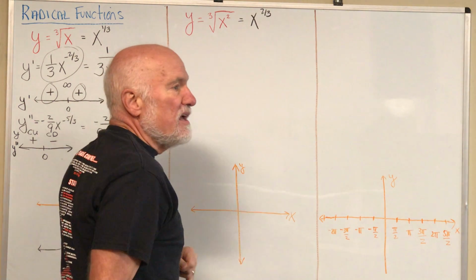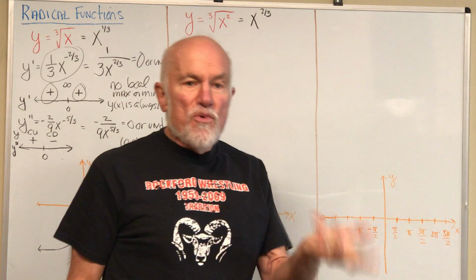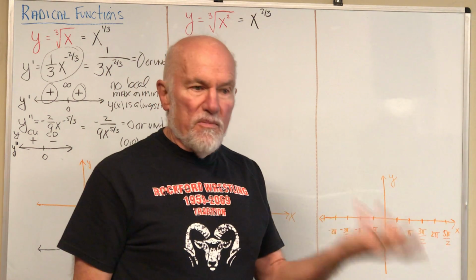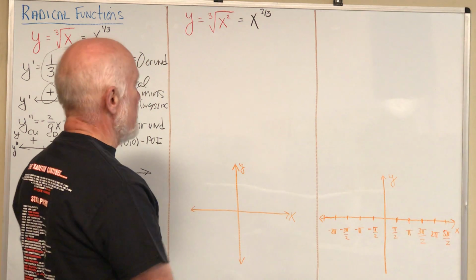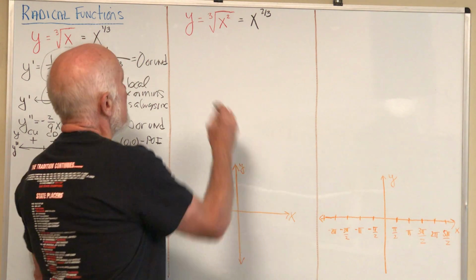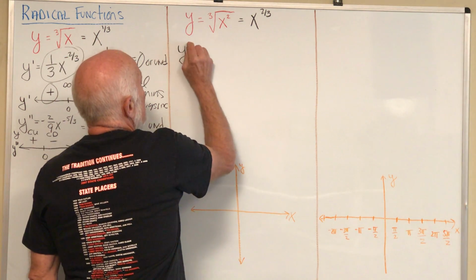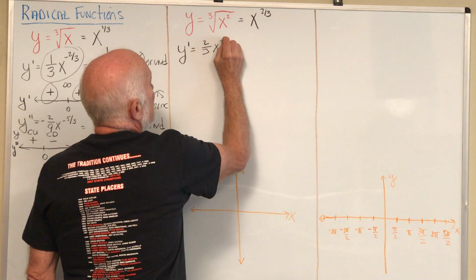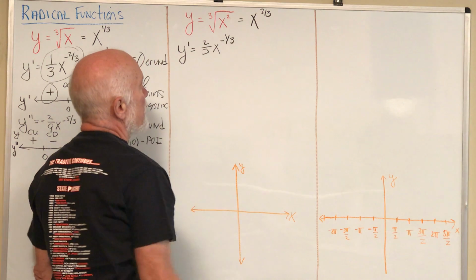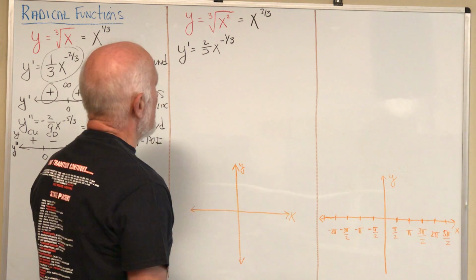And again, you're taking a cube root, so you can take the cube root of any number. So you don't have to worry about your domain. It's going to be all real numbers. So right now I can just go straight to taking a derivative. 2/3 x to the -1/3. Again, we're using the power rule.